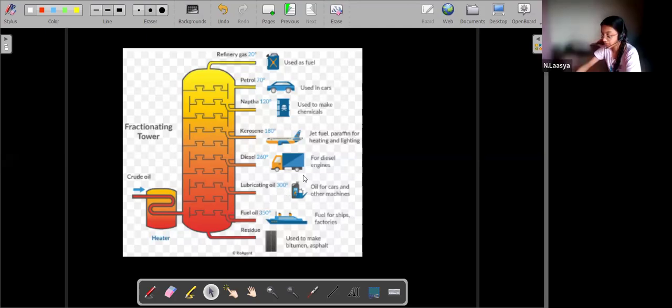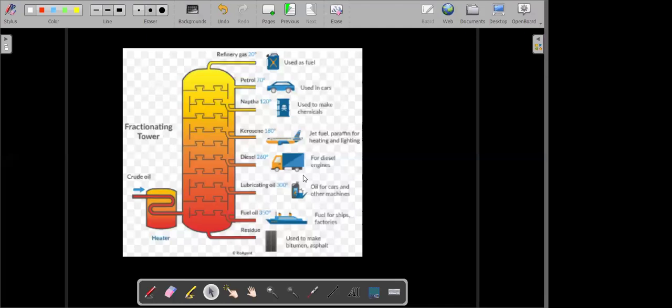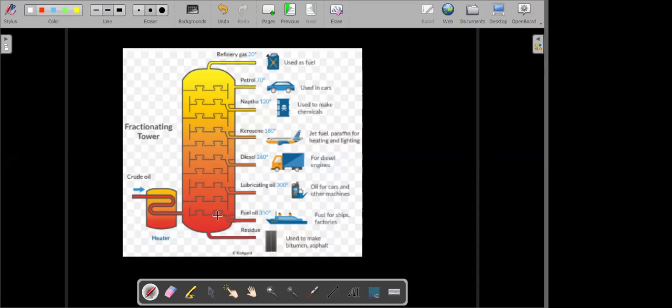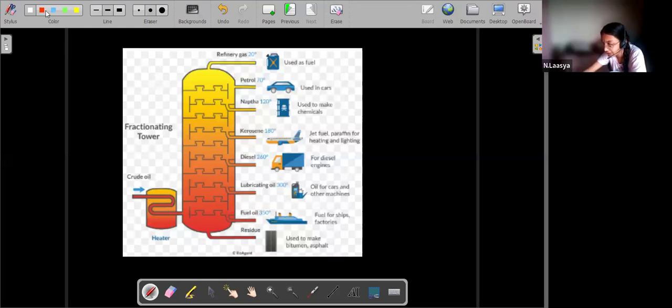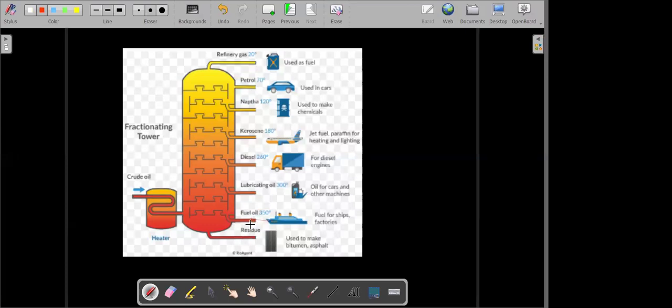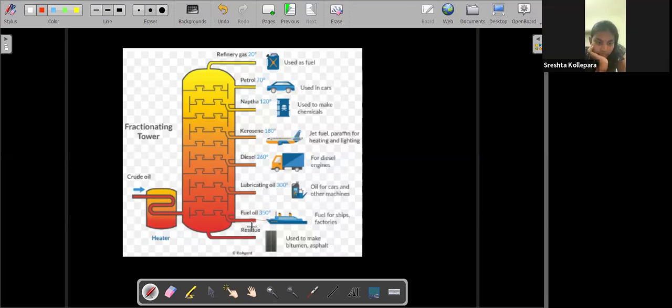Sir, what do the colors indicate? This color indicates heating, the temperature level. At the bottom, the temperature levels are high. Here, see, the temperature is around 350. The temperature is basically the melting point, right? No, it's the boiling point. Oh, okay.